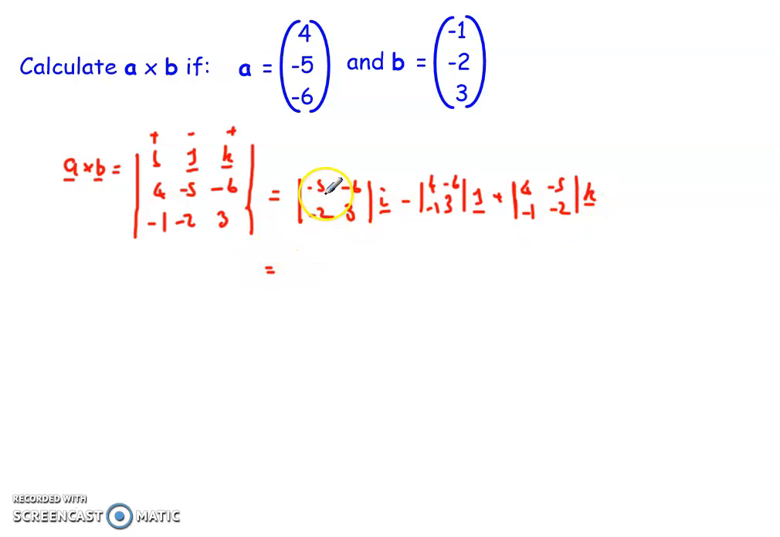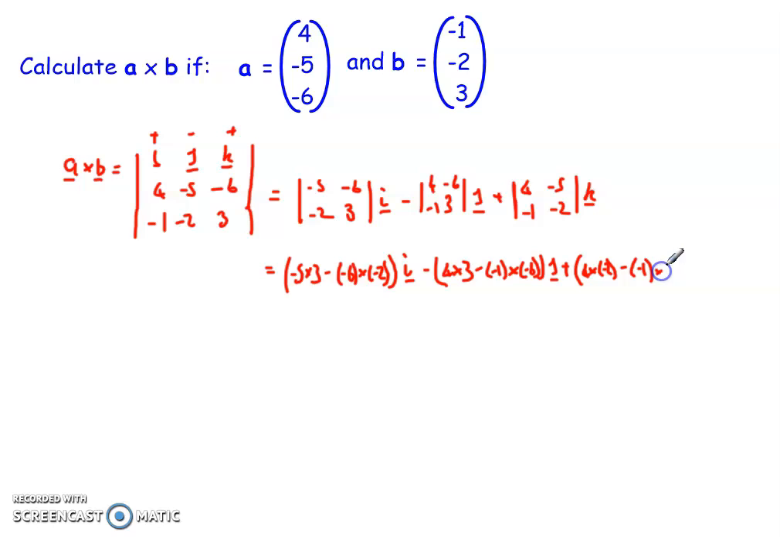So now I just do my wee calculations. Remember, diagonal here, take away diagonal here, products of the numbers. So -5 times 3, take away -6 times -2 in the i direction. Then I'm going to be take away, same idea for the second one, 4 times 3, take away -1 times -6 in the j direction this time. Then plus for the k direction, 4 times -2, take away -1 times -5 in the k direction.